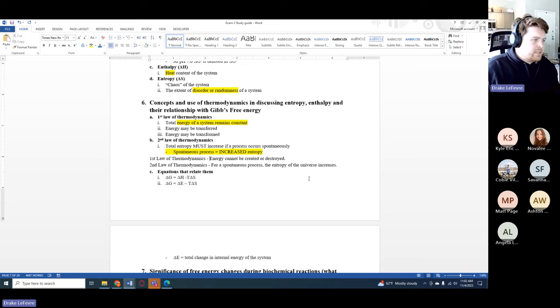The first law of thermodynamics is energy cannot be created or destroyed, only transformed. Like heat energy or electrical energy. You have different types of energy. You can have heat energy, you can have kinetic or movement energy, or you can have chemical energy. And it's how it gets converted.